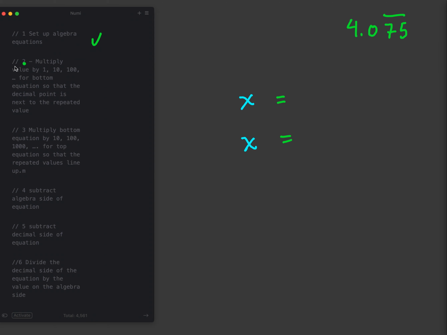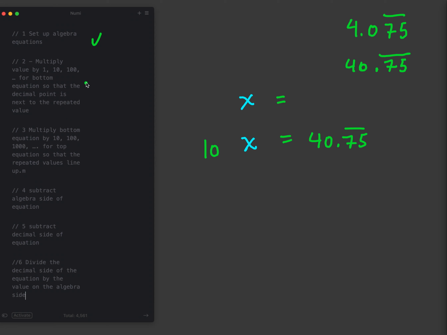Great. Next, I need to determine, am I going to multiply by 1, 10, or 100 so that the decimal point is next to the repeated value? Well, my repeated value starts at 7, and so it's actually not next to this. I want to end up with something like this, where my repeated value is right after my decimal point. And so in order to do that, I need to move everything over 1 decimal point. And so that's the equivalent of multiplying by 10. And so I end up with 40.75 repeating. So we're going to say 10x equals 40.75 repeating.